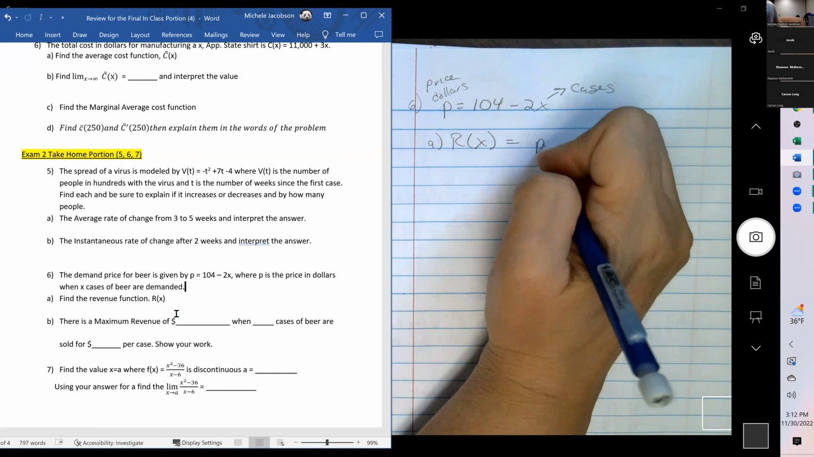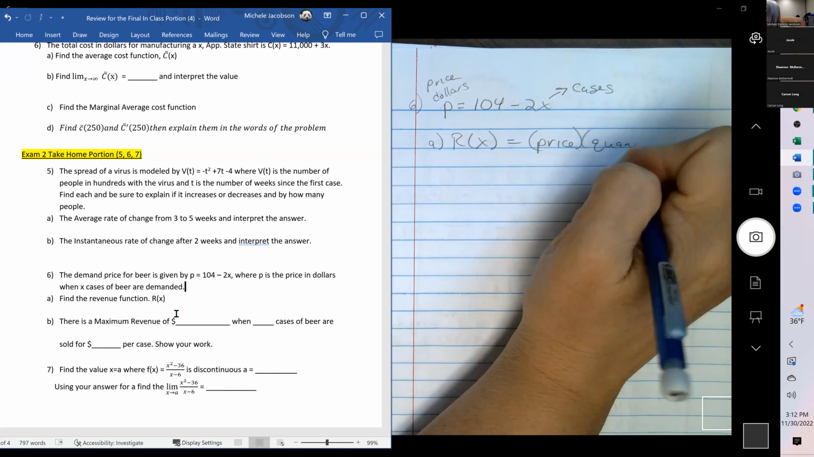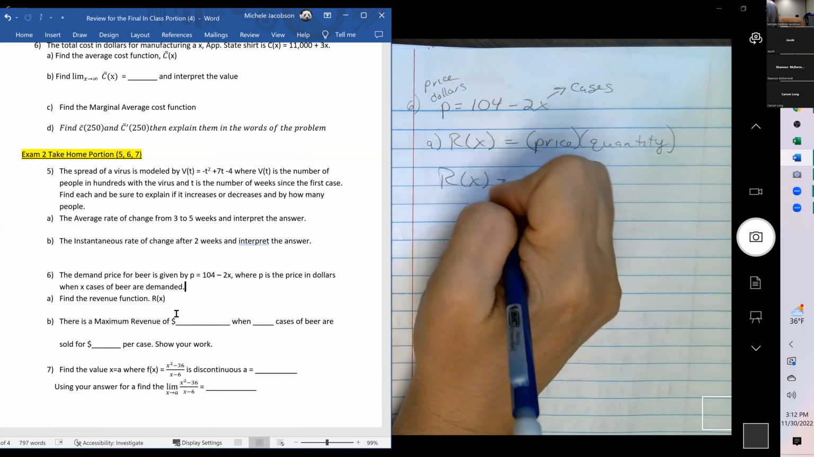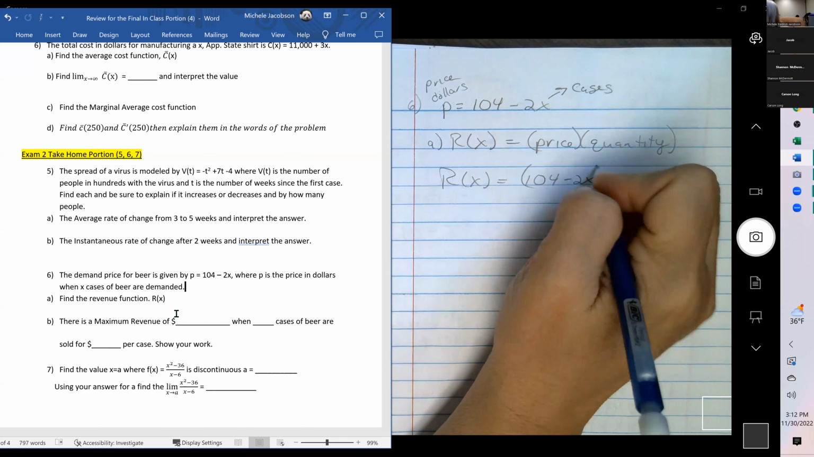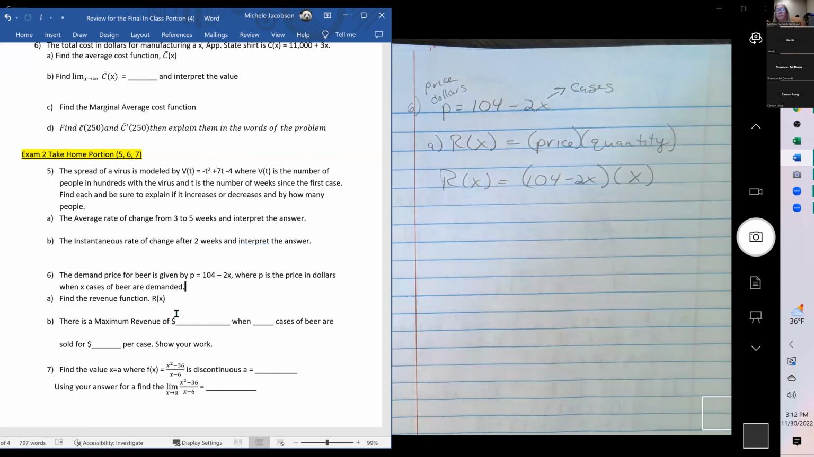Revenue is price times quantity. The price is 104 minus 2x. Quantity is cases of beer, which is X. Any questions on that part? To find the maximum revenue, we need to take the derivative and set it equal to 0.